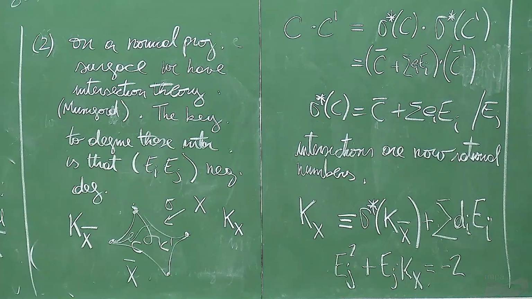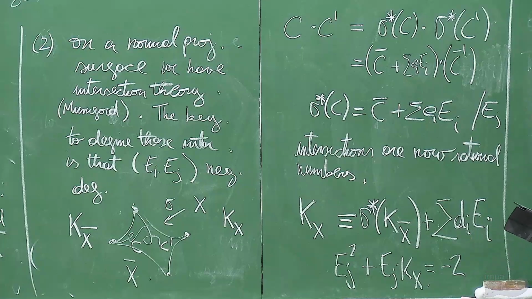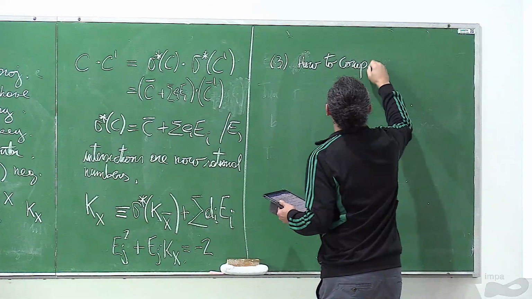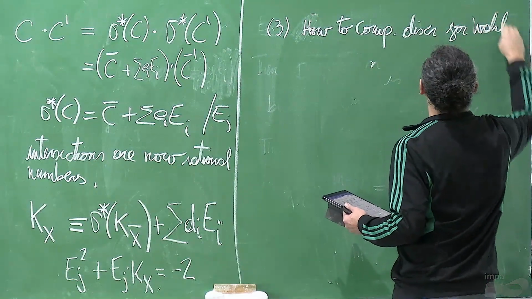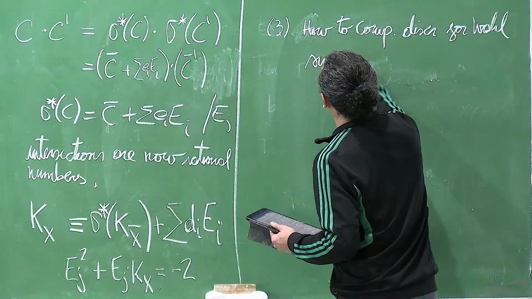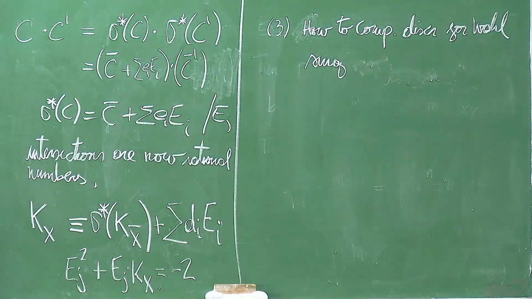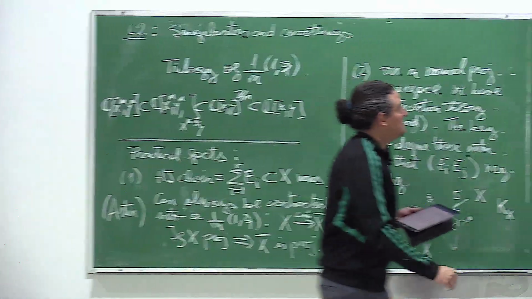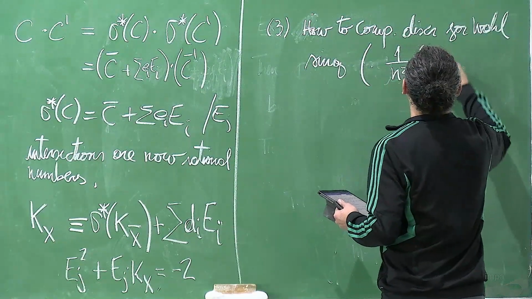Okay. So now, among those discrepancies, we care about the Wahl singularities. So how to compute discrepancies for Wahl singularities. By the way, a Wahl singularity is the singularity corresponding to a Wahl chain. So the Wahl singularity is 1 over n squared, (1, na minus 1).